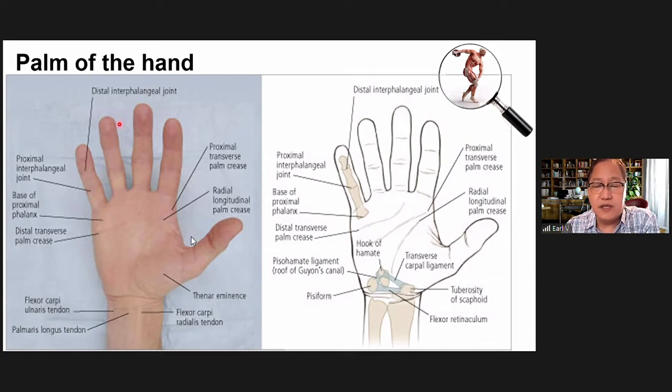So there are joint lines. You can see joint lines for the distal interphalangeal joint. We call this the distal crease. This is the proximal crease for the fingers. And there's a metacarpophalangeal crease between the palm and the fingers. And there's also the palmar creases. There's a distal palmar crease. This is the middle palmar crease. This is the proximal palmar crease. The proximal palmar crease is actually the radial longitudinal. And the middle palmar crease is the proximal transverse. And the distal is the distal transverse.